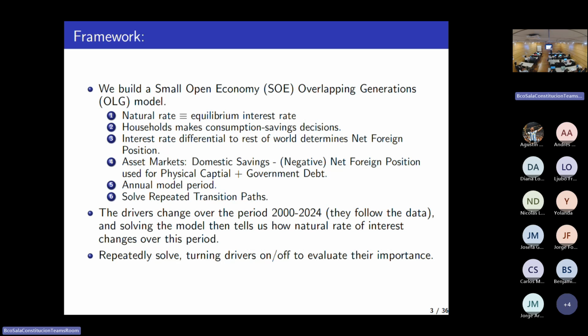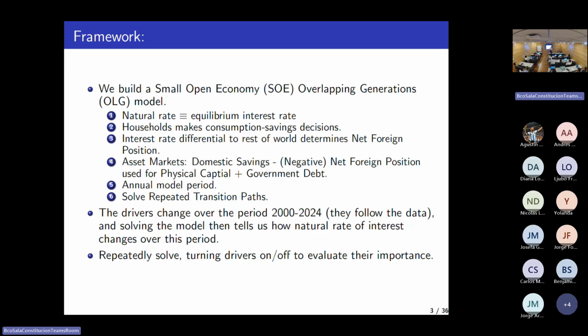The model period is annual, and what we're going to solve is repeated transition paths. I'll explain a bit later exactly what that is, but essentially every year there's a new transition path of what people think is going to happen, and then some combination of those is what ends up happening.